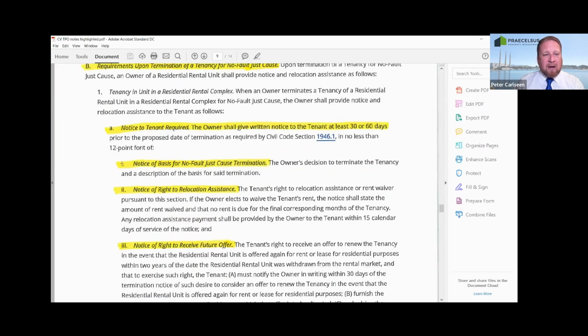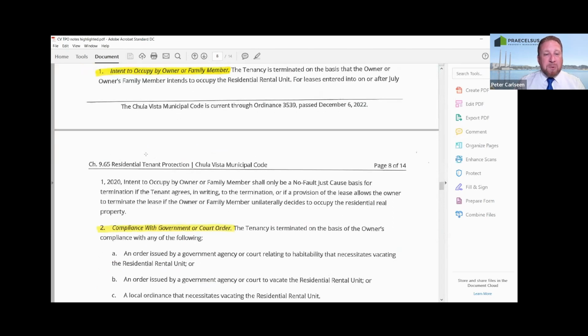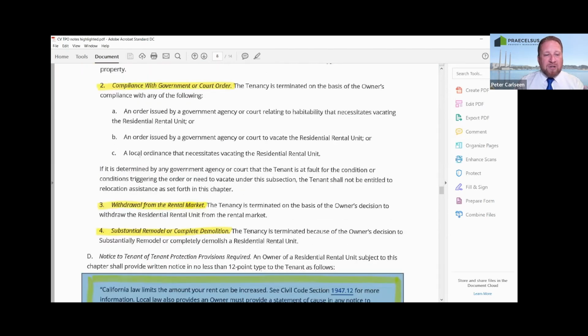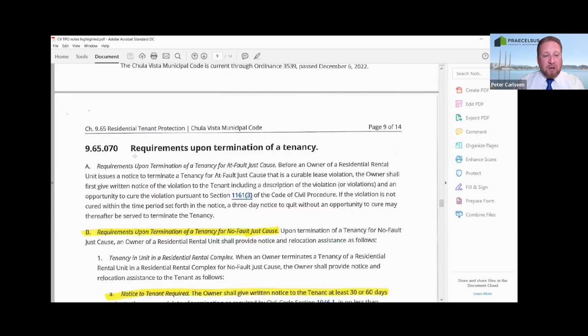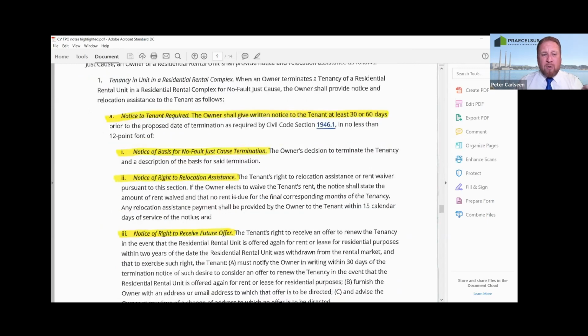So section I here, the notice for basis of termination. One of those 4 reasons that we talked about before: intent to occupy, compliance with government or court order, withdrawal from the rental market, or substantial remodel. So you have to tell them why you're terminating. You have to tell them that they have a right to relocation assistance, and that has to be provided to them either as a credit to their last 2 months and or as a check within 15 days of the deliverance of the notice to terminate. And we'll talk about that more in a second.